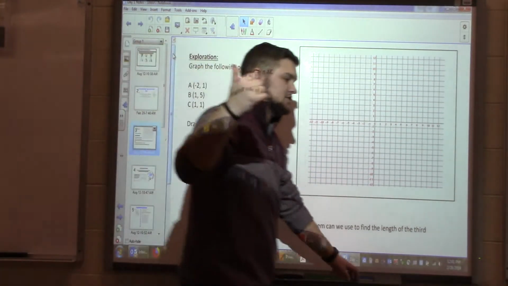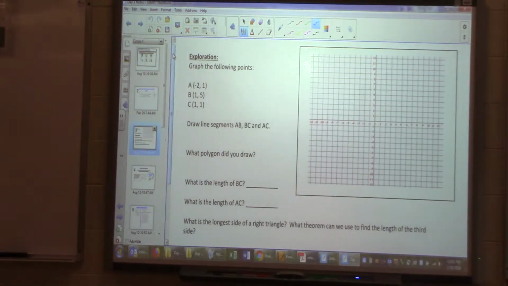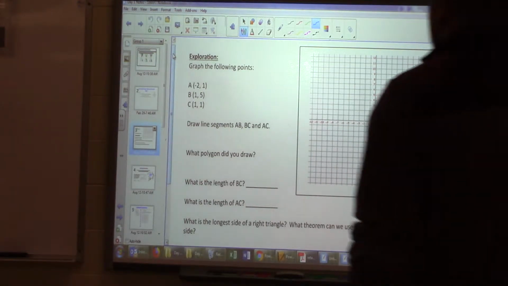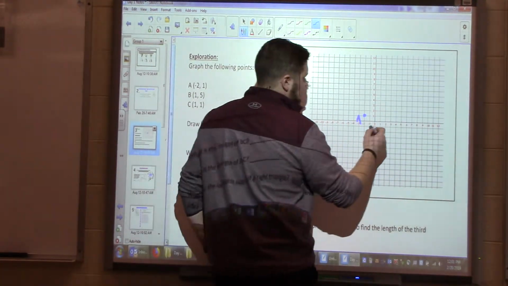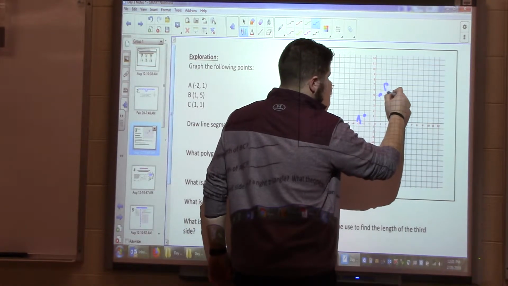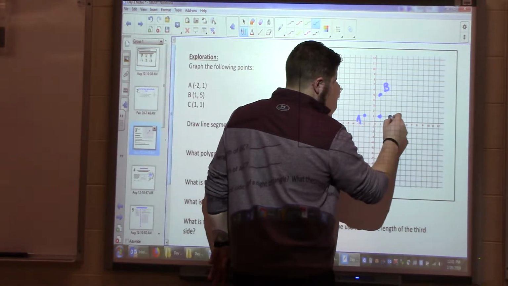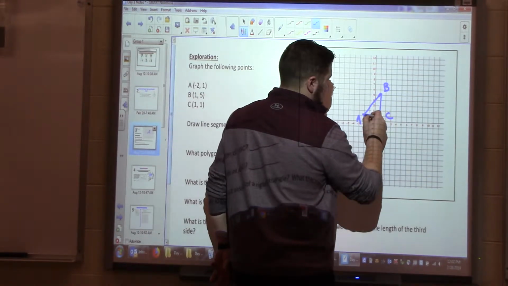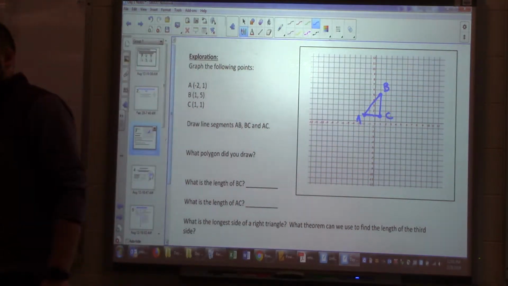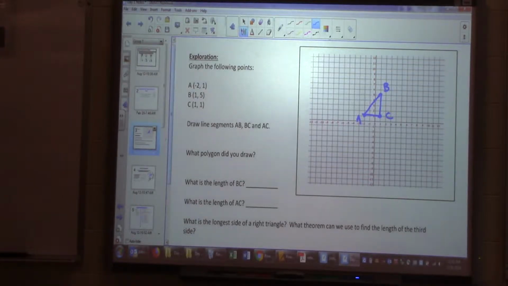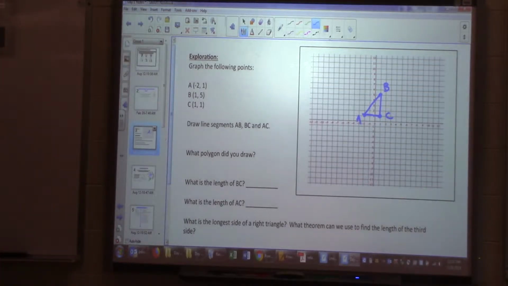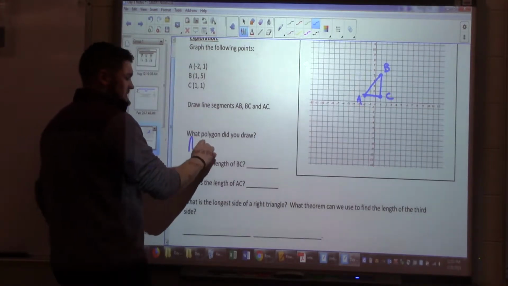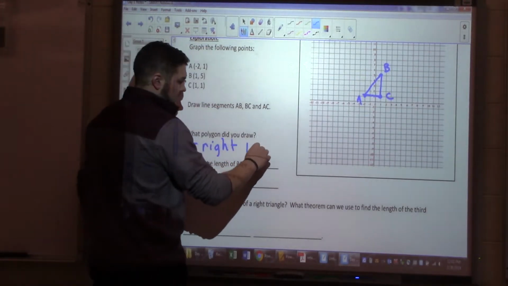So, first we're going to do a little exploration. If you haven't already, please graph those 3 points and label them. You can connect the points. Because it's going to ask us, oh, it does say draw line segments AB, BC, AC. What polygon did we just draw? A right triangle. Right? It's really important to specify that, say right triangle.